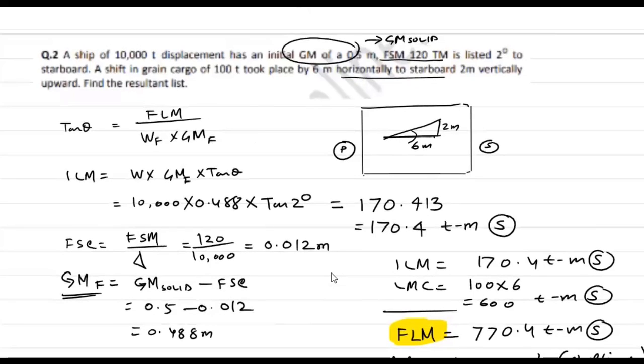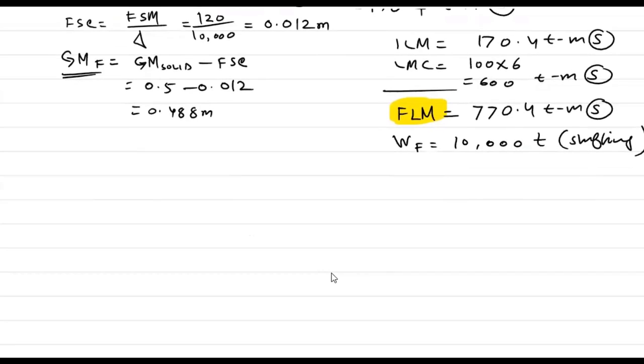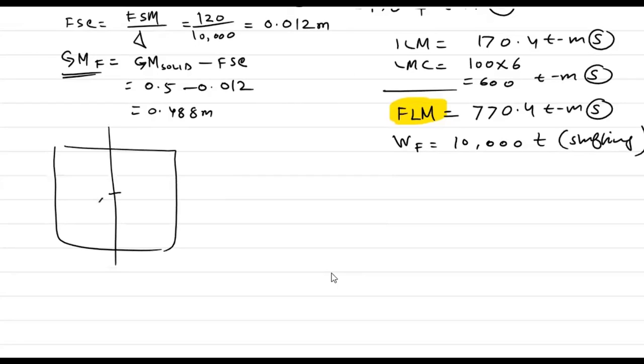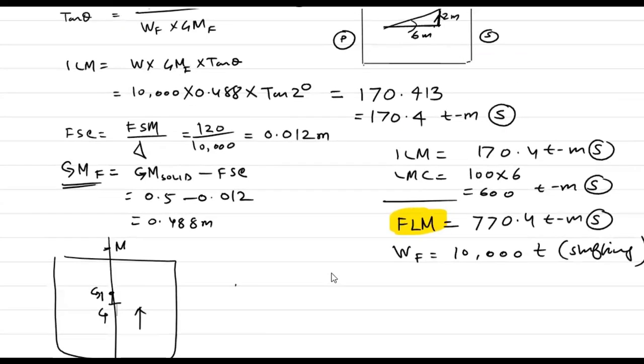So what is the catch now? The catch is your GM will change. Because you shifted something upward, your GM is going to change. How does it work? Look at this. Suppose G is here, M is here, and you shifted something upward. Your G will shift upward to G1 by an amount W into d upon W.